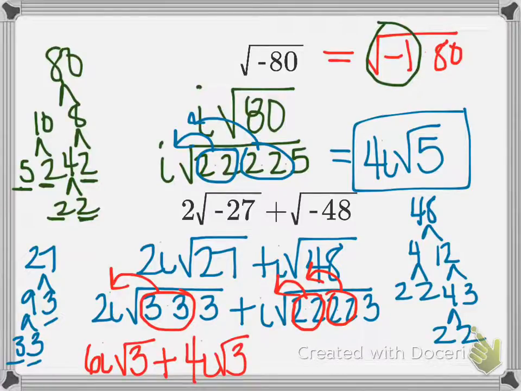Well, now these are really like terms, so if we remember what it means to add like terms, all we're really going to add is the coefficients, and we're going to keep the rest of it the same. So this is just 10i radical 3. That's another example of simplifying negative square roots and then actually combining them and getting one simple expression. So that's one thing that we do that deals with i.